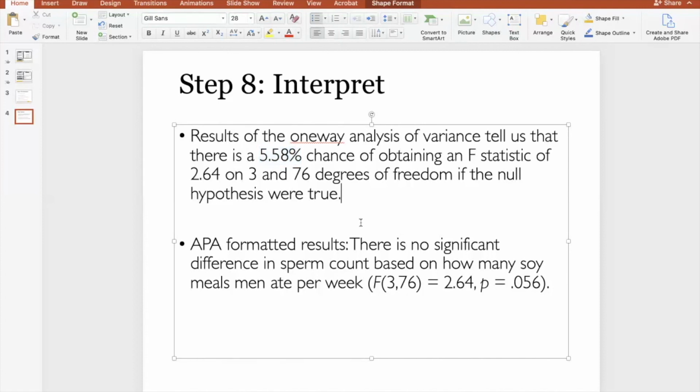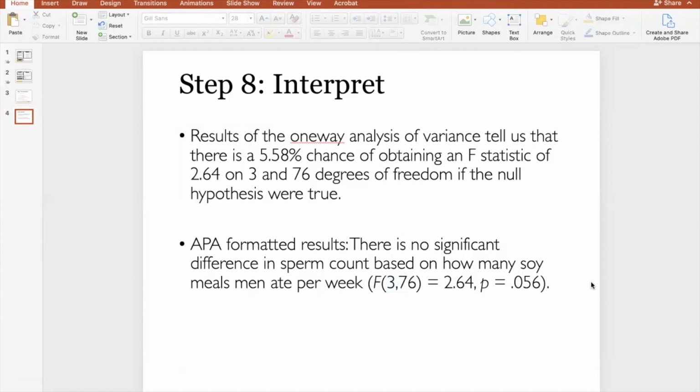All right, and finally, to write this out in APA formatting, you would say that there is no significant difference in sperm count based on how many soy meals men ate per week. And we have our F statistic with these degrees of freedom. Remember, this is the IV degrees of freedom and degrees of freedom error, our F statistic, and our p-value. Now, one thing that you would want to mention in this interpretation is that we have violated some assumptions of ANOVA. That would be important for the reader to know.